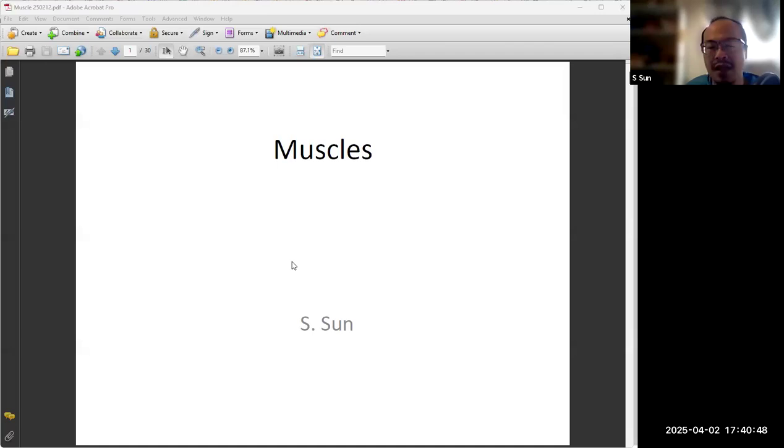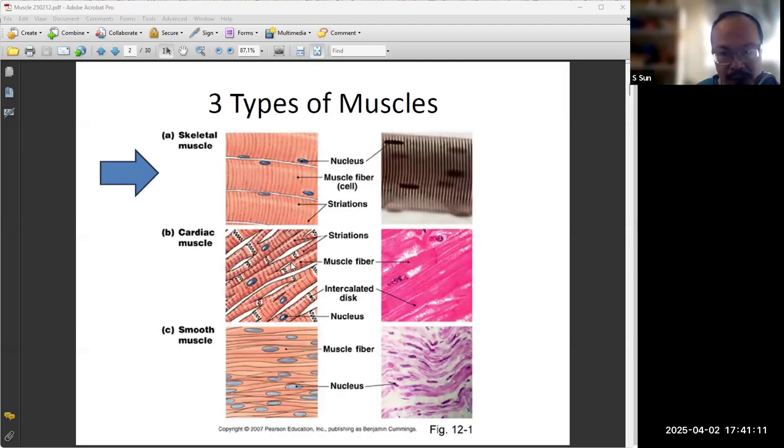And so I think probably we'll do three small video clips to describe this lecture. So the very first one is to just give you an overview of the muscle macroscopic and microscopic features. Our human body has three types of muscle. We talked about this in our earlier lecture when we talked about tissue. We have the skeletal muscle, cardiac muscle, and the smooth muscle.